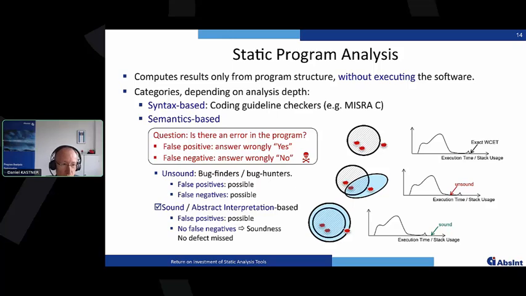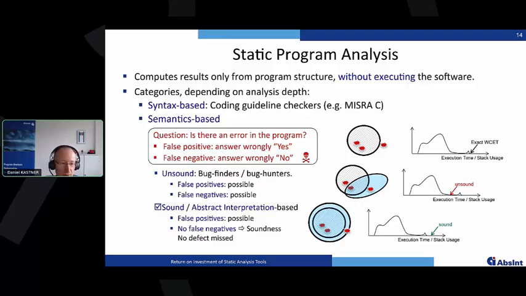But in the end, the question always is, well, do I have an error in this program at this location, yes or no? And this is, of course, a question about the semantics. And the bad news is that, well, this is an undecidable problem, so there cannot be a tool which gives a correct yes or no answer in all possible cases. So it's the undecidability problem.